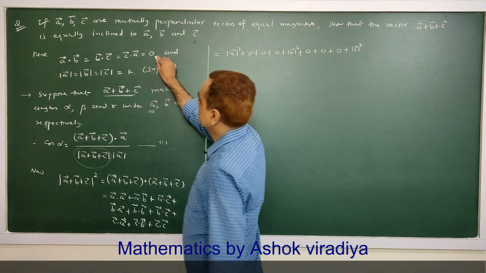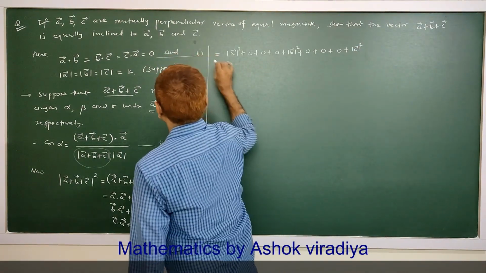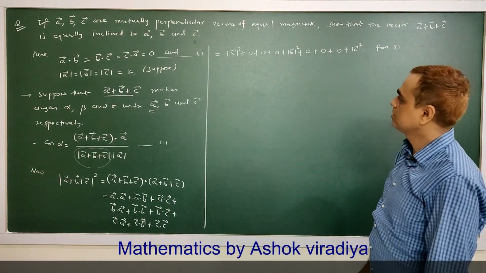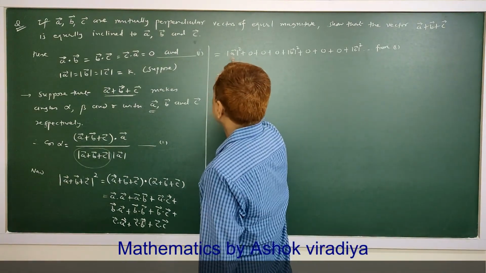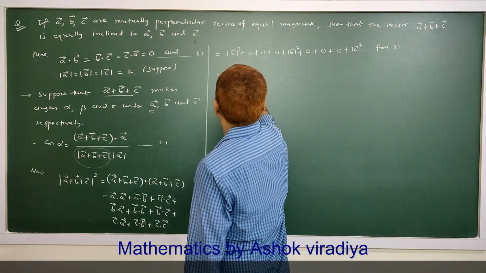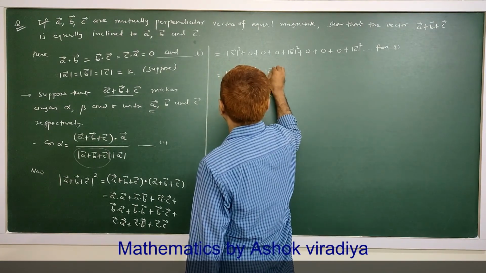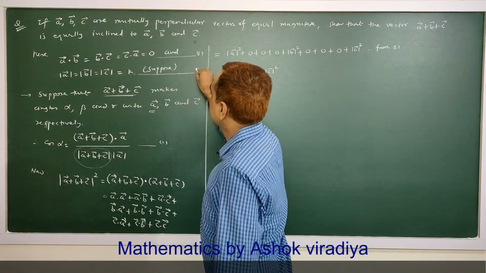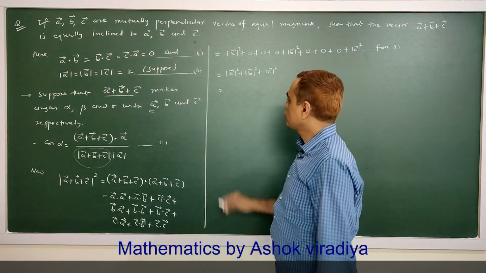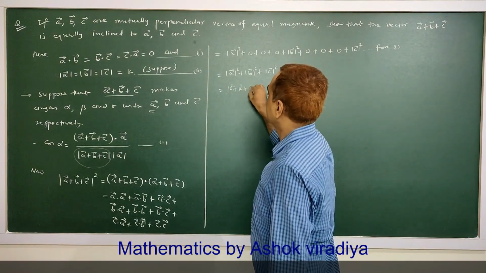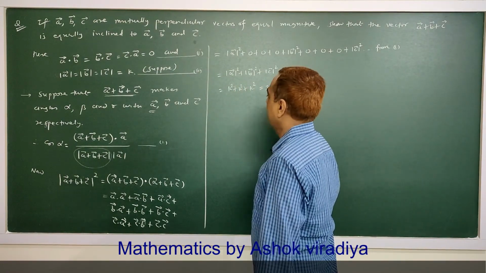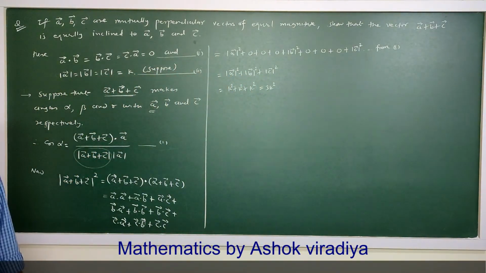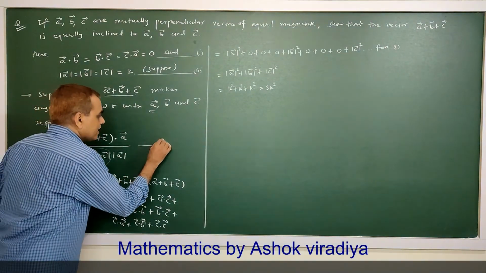So we have used this result 1. Now magnitude A square plus magnitude B square plus magnitude C square is left. Each one has value k, so now we are using this value 2. So this is k square plus k square plus k square, so 3k square. This value we will substitute in this equation.